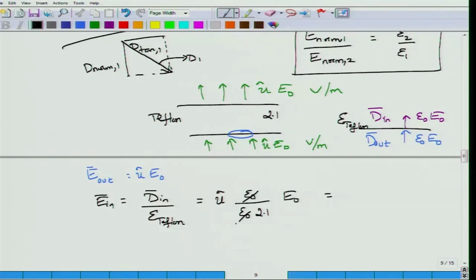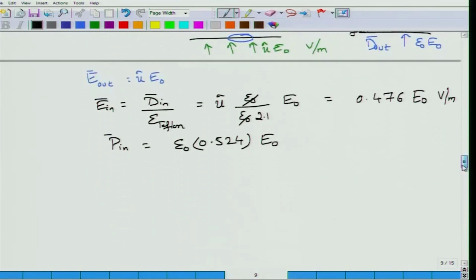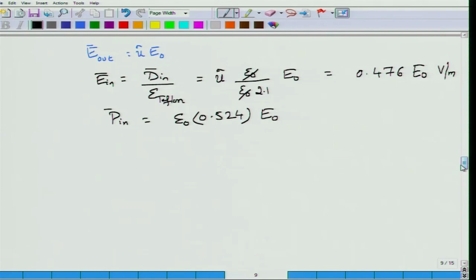So epsilon 0 will cancel, and 1 by 2.1 will be slightly less than 0.5. You can actually solve this equation and you will see that this would be around 0.476 E0 volt per meter. Sorry, electric field E in will not have an epsilon 0, right. So 0.476 E0 volt per meter. You can similarly find out what P in is. I will leave this as an exercise to show that this is epsilon 0 times 0.524 times E0. You can find this one by the relationship between D in and E in.